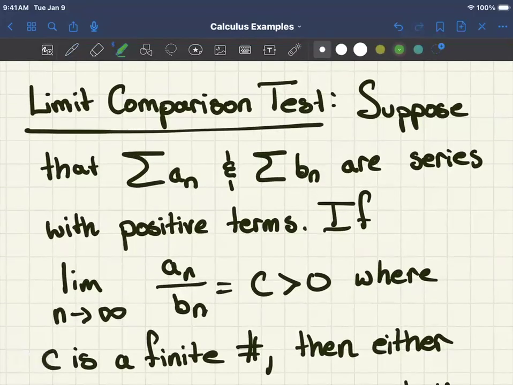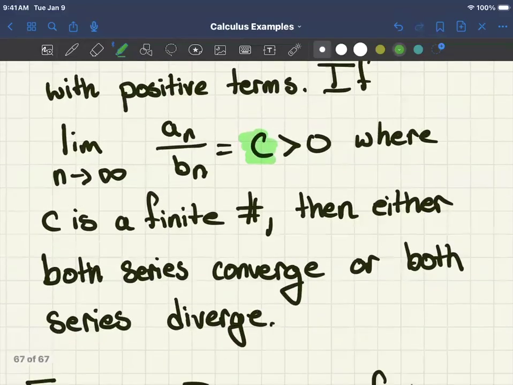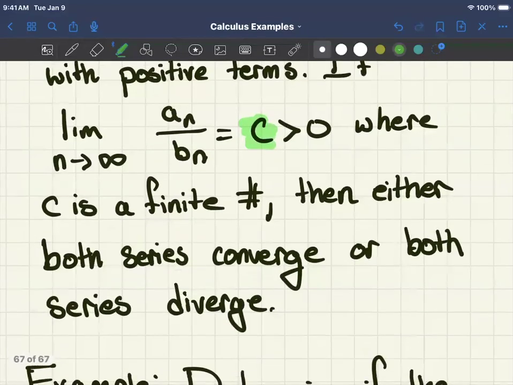In the limit comparison test, we have two series, a_n and b_n. They both have positive terms. Good, we've got that with our particular summation. If the limit of a_n over b_n gives us some value c, where c is a finite number that's positive, then they're either both going to converge or both diverge. So the idea is to compare it to something where you do know what happens, and in this case, we know that the summation of 1 over n diverges.